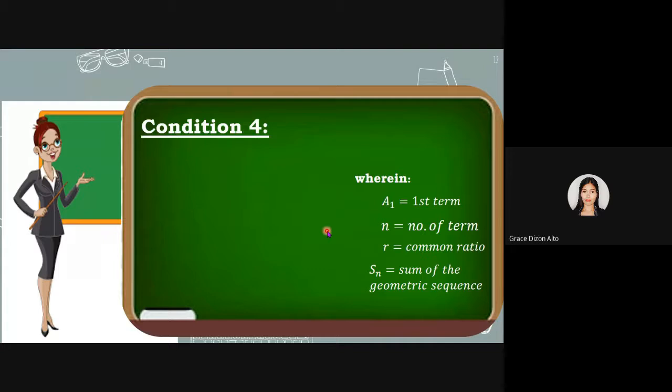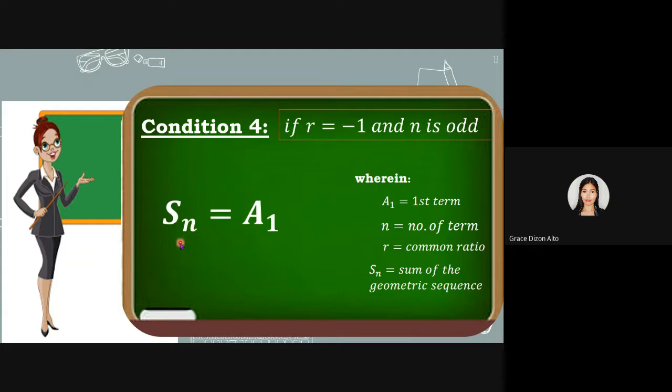Next, condition number 4, we have if r is negative 1 and n is odd. So opposite of condition number 3, we have previously discussed n now is odd, and in condition number 3, n is even. So same ratio, it should be negative 1. So the formula for that is S sub n is equal to a sub 1. So whatever is the first term will be the sum of the number of terms of the sequence, as long as the common ratio is negative 1.